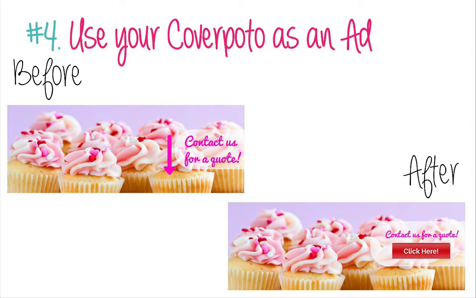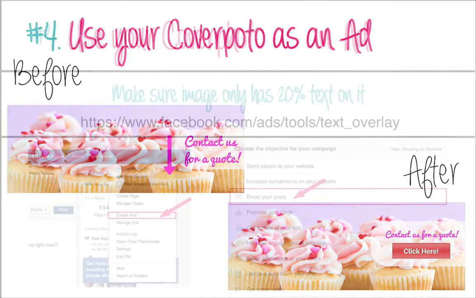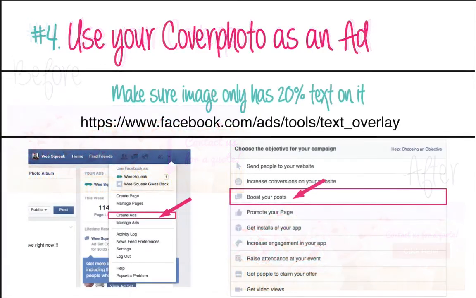You're going to go into Canva or PicMonkey, you're going to create a cover photo, and instead of the arrow, you're going to put a little image of a button that says click here. Now, one word of caution with this, make sure between your button and whatever text you're going to have on that cover photo that you're not exceeding the 20% rule or your ad will get disapproved.